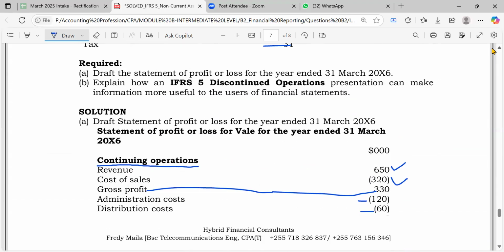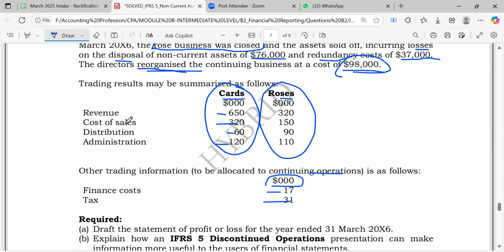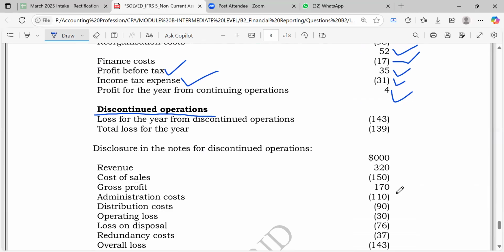It is the rose business that was discontinued. So revenue and cost of sales. Revenue is how much? 320. Cost of sales is how much? 150. So just go down and put the revenue 320, cost of sales 150. You deduct, you get your gross profit. Then after, you go for the admin costs.